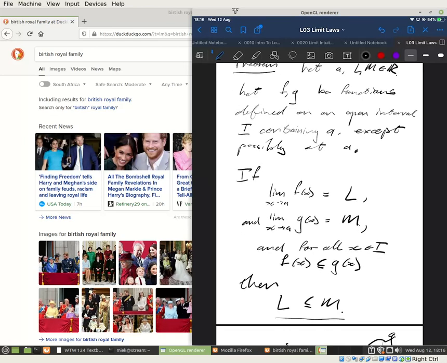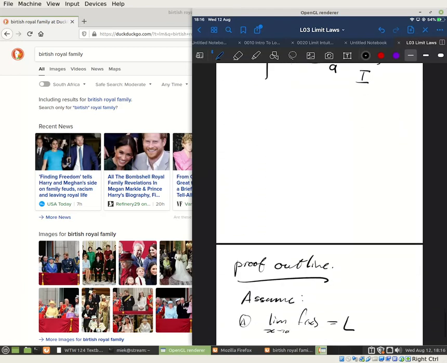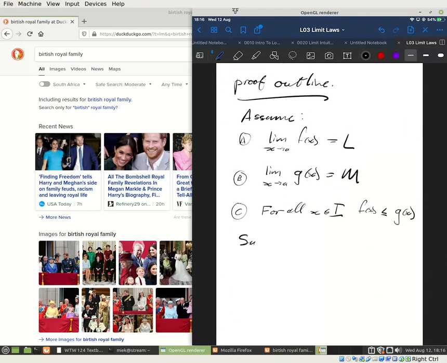So now let us suppose that this conclusion is false. So we want to use a proof by contradiction. So we will suppose that L less than or equal to M is false. So suppose L is not less than or equal to M. In other words, that L is greater than M.